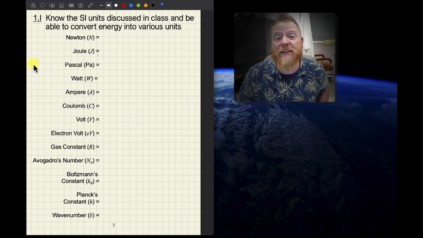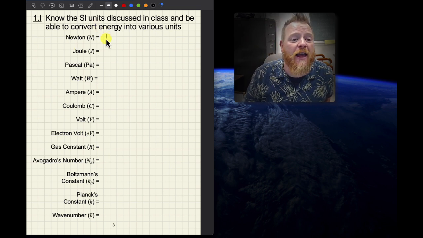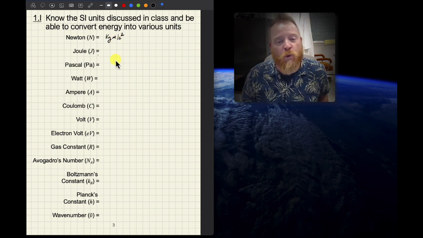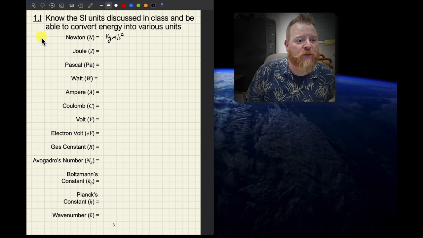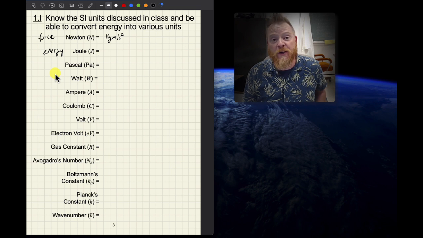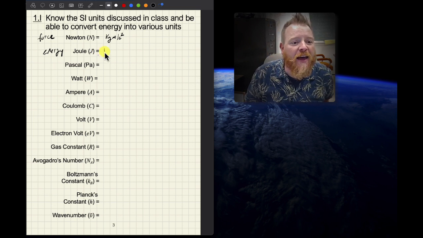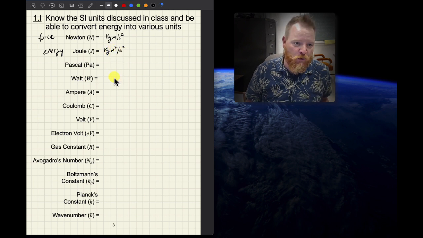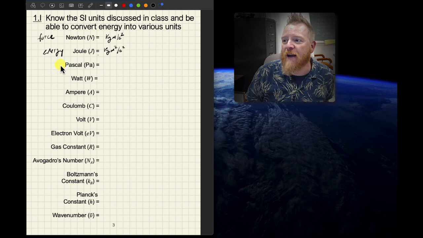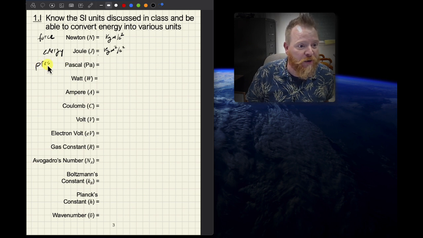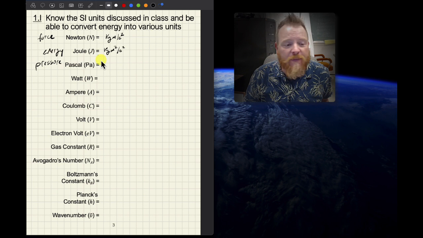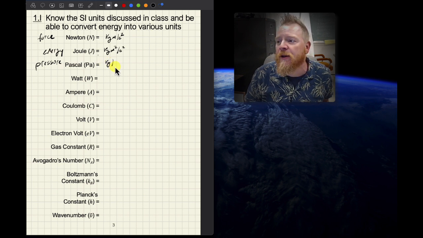The first thing we have here is the Newton, the unit of force, and its base unit is a kilogram meter per second squared. Next is the joule, which hopefully we remember is the preferred unit for energy, and that has units of kilograms meter squared per second squared. And we have the Pascal, which is our standard unit for pressure, and that has units of kilogram per meter second squared.